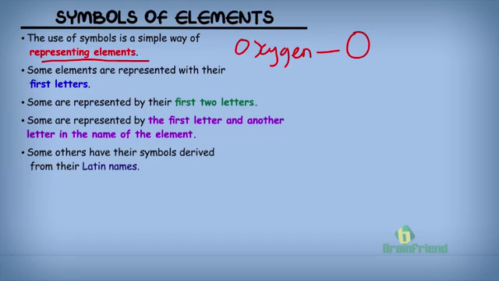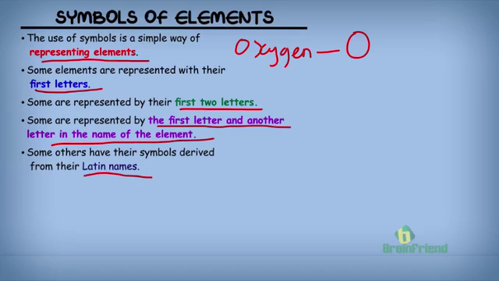Now, there are different ways symbols of elements are derived. Some elements are represented with their first letters. Some are represented by their first two letters. Some are represented by the first letter and another letter in the name of the element. Some others have their symbols derived from their Latin names. Now, we're going to take a quick look at each of them.